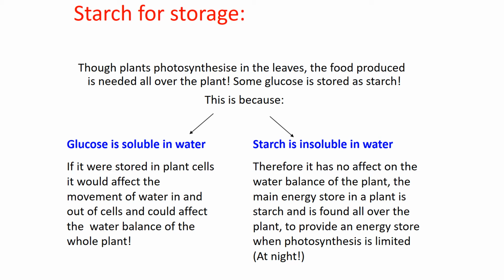Glucose is soluble in water, therefore it is going to have a huge impact on the rate of osmosis, the movement of water in and out of cells. Cells become hypotonic and hypertonic depending on how much water is available and the glucose that is impacting on the concentration gradient. Starch is insoluble in water, so therefore it has no impact on the rate of osmosis.